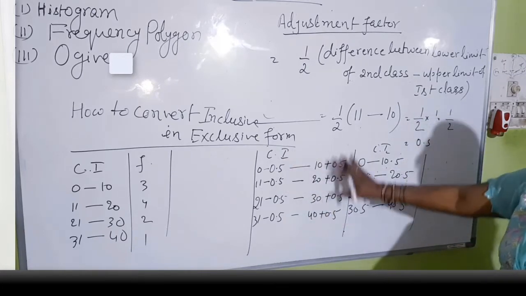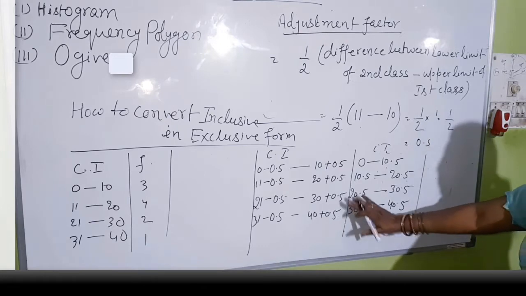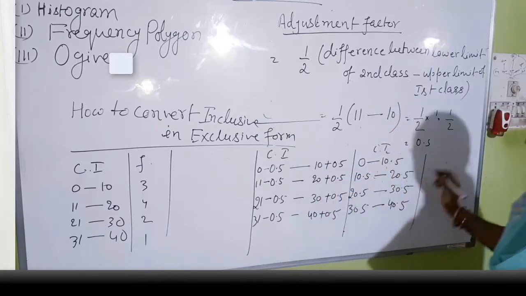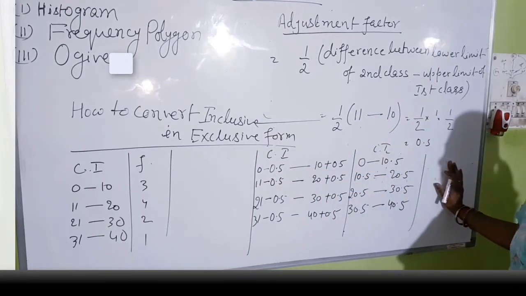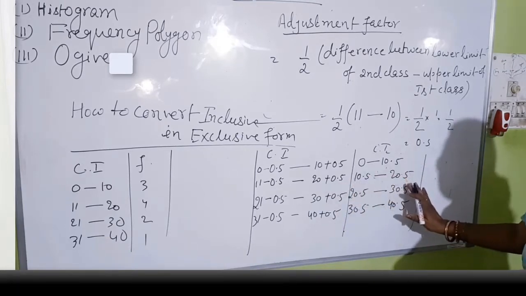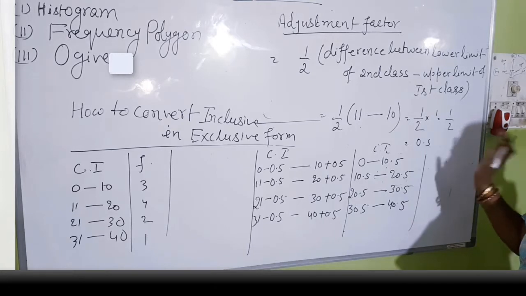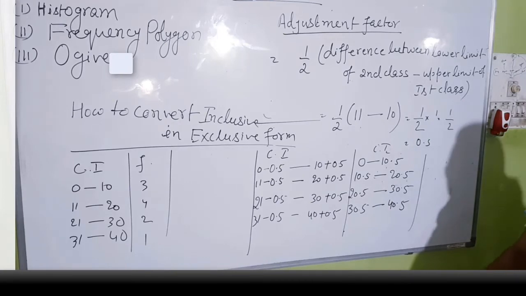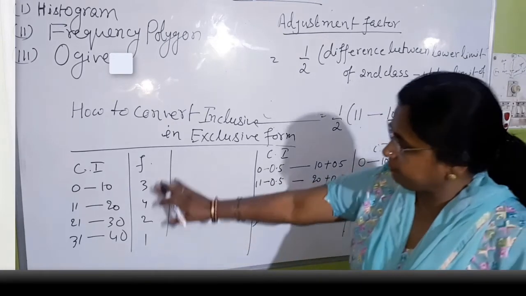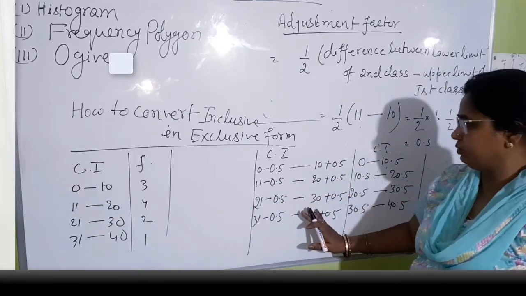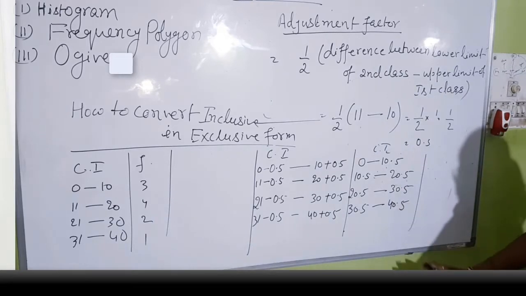In this way, the class interval is converted into exclusive form. This type of form, continuous frequency distribution, is called exclusive form. This inclusive is converted into exclusive and now we will go through the general process. After conversion of class interval into exclusive, we will go in general form. After this, I am going to start discontinuous data. If data is given like this, then we will convert it into exclusive, continuous form and then go through the general method.